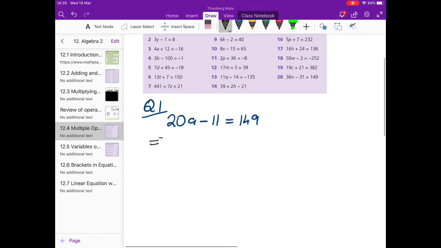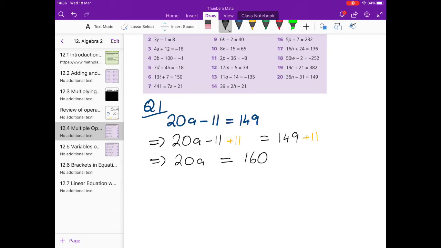So when I look at this question, first off, I have 20 a's, and I want them on the left-hand side of the equation. I have a minus 11, which I don't want on the left-hand side of the equation, and I have a 149, which I do want on the right-hand side. So if I want to make a slight adjustment here, I'll add 11 to both sides of the equation. Once I add 11 to both sides, I'll be left with 20a minus 11 plus 11 will give me 0. And 149 plus 11 will give me 160.